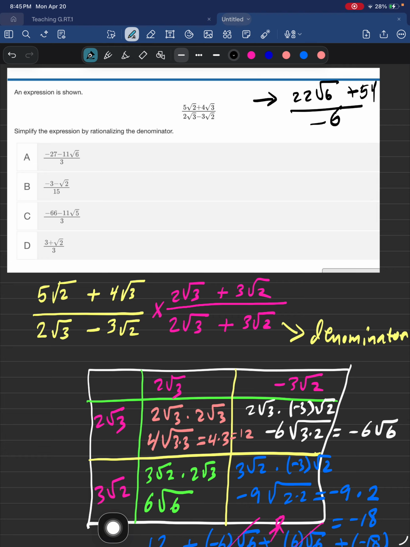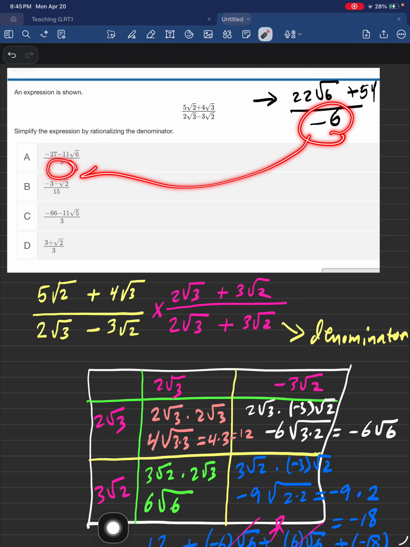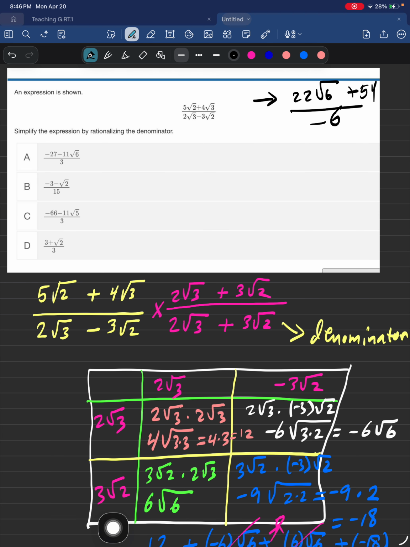And in this case, you can see that the denominator here is 3. So how do we change 6 to be a 3? We need to divide by 2. But what about the answer here being positive while the answer here is negative? Actually, you can write this in a different way. For example, you can write it as negative 22 square root of 6 plus 54, and this is all together as a numerator divided by 6.